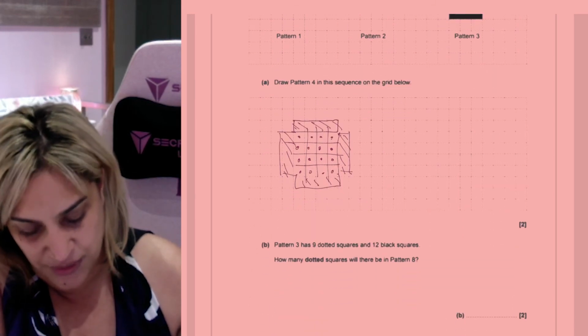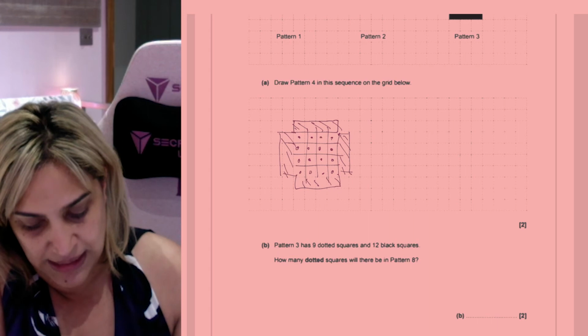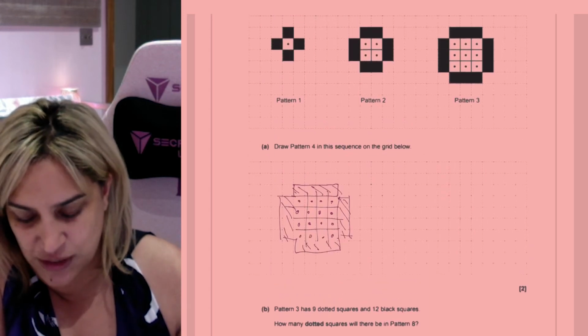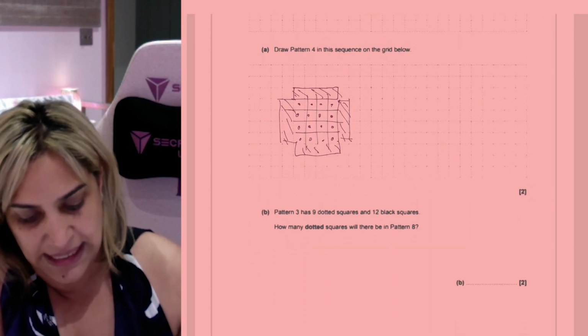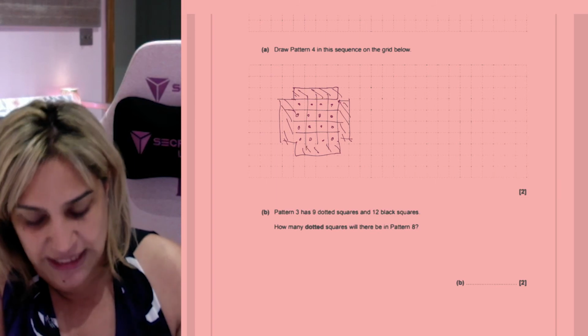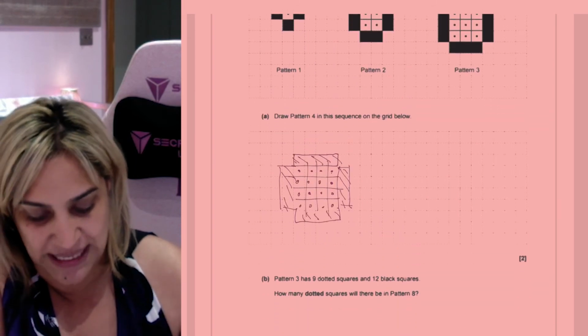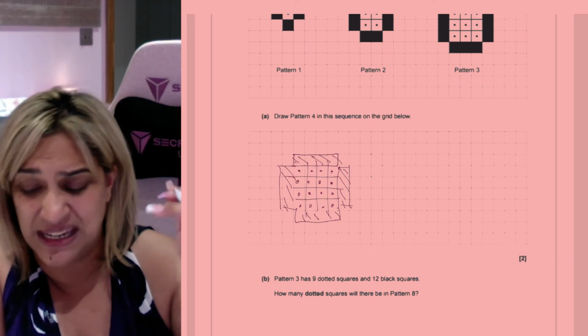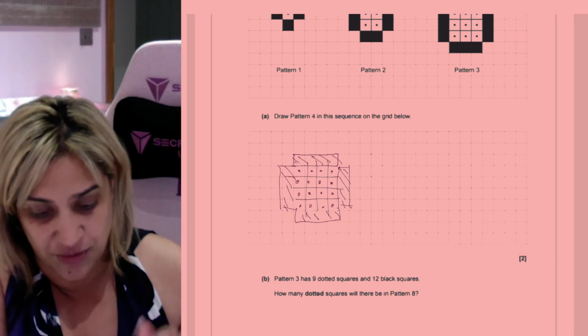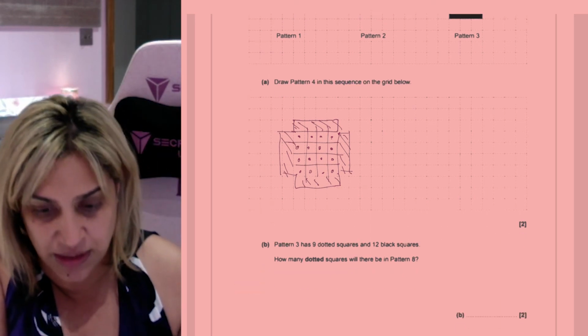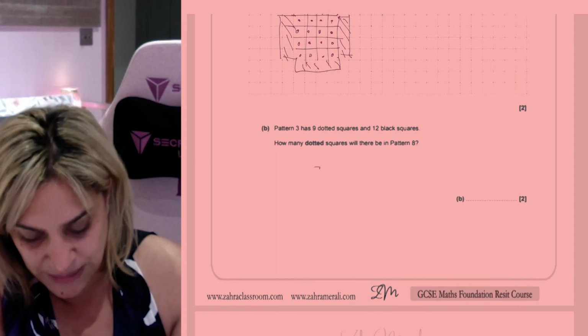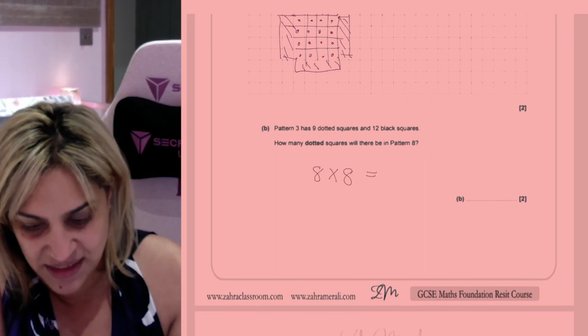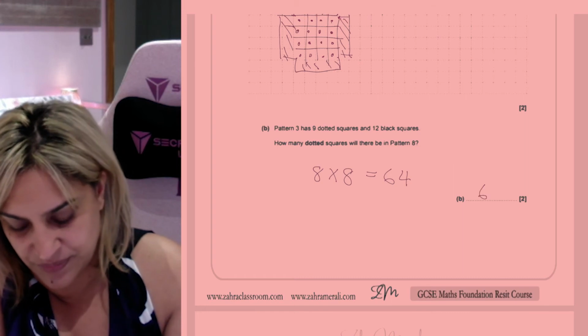So pattern 3 has 9 dotted squares and 12 black squares. How many dotted squares will be in pattern 8? So it has 9 because it's 3 times 3, right? And 4 is 4 times 4. So pattern 8 will be 8 times 8, which is 64.